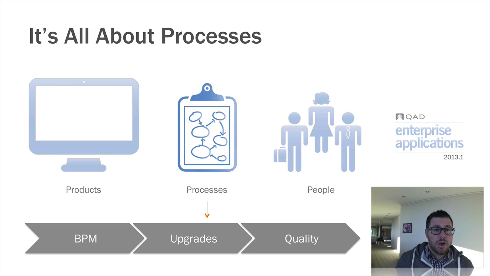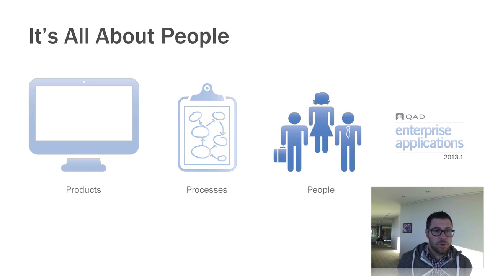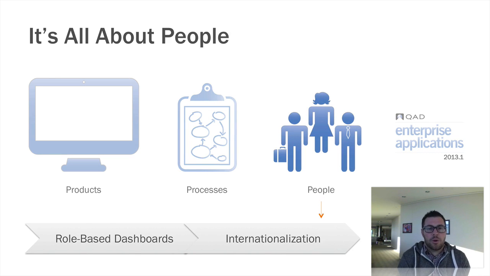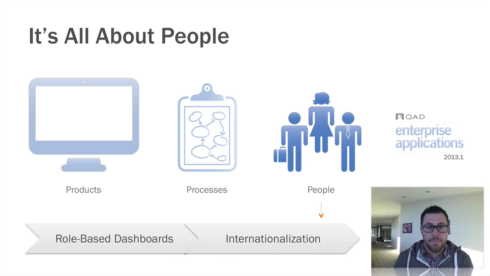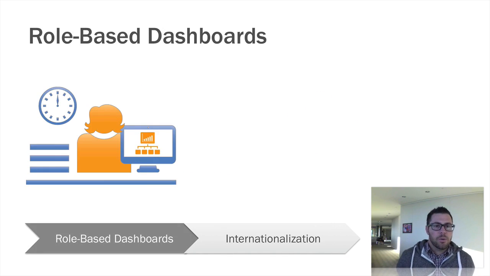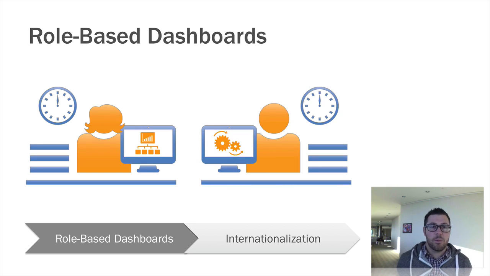Okay, so we've touched on both our product enhancements and our business process tools. The final area I wanted to touch on with regards to this release is around your most important asset, your people. Within companies, there are many different people with different roles, obviously. QAD's role-based dashboards make it easy for users to see the information that's relevant to them and to not be distracted by the information that isn't. For example, a customer service representative is focused on a very different set of metrics than a VP of operations would be.